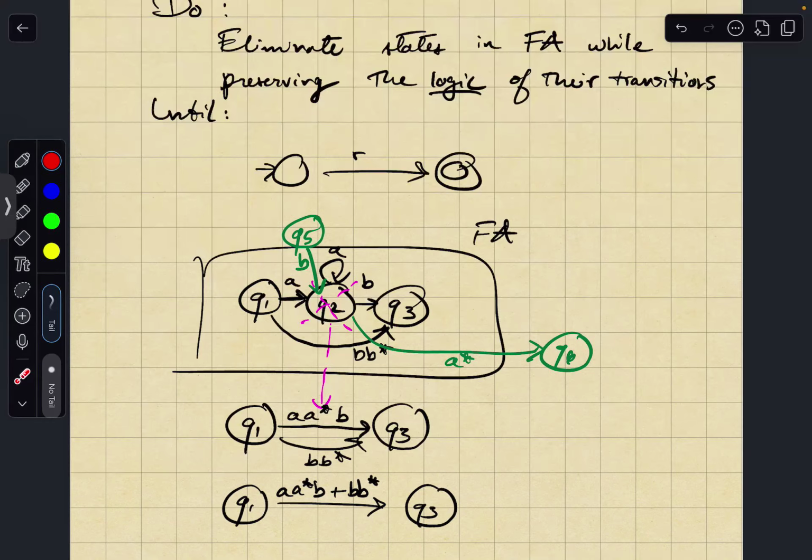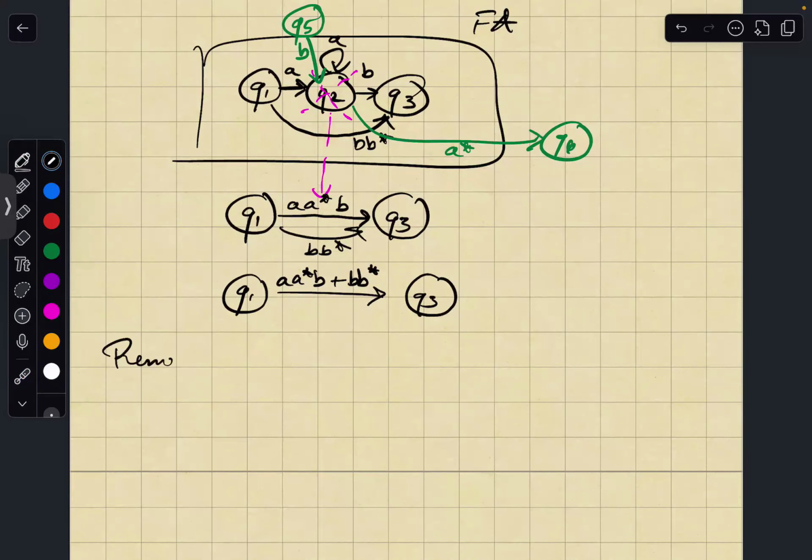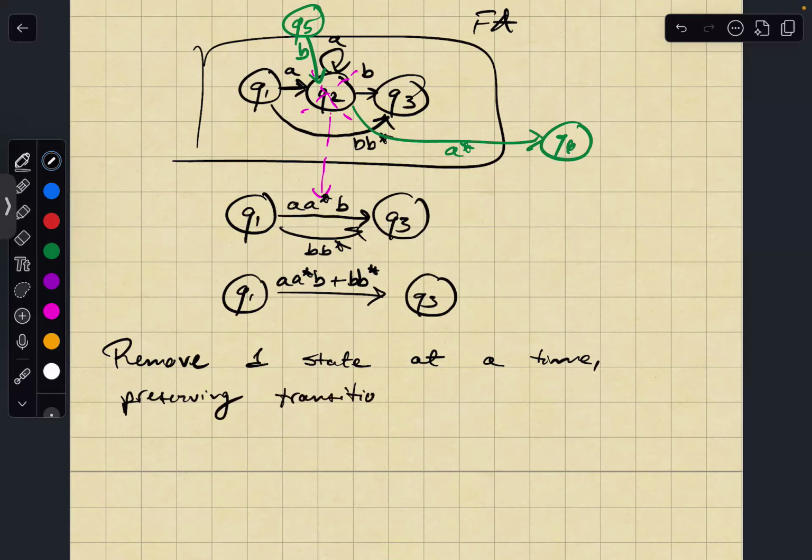So this is the general idea. Let me just write something. The general idea is to remove one state at a time, preserving transitions for all pairs of states.